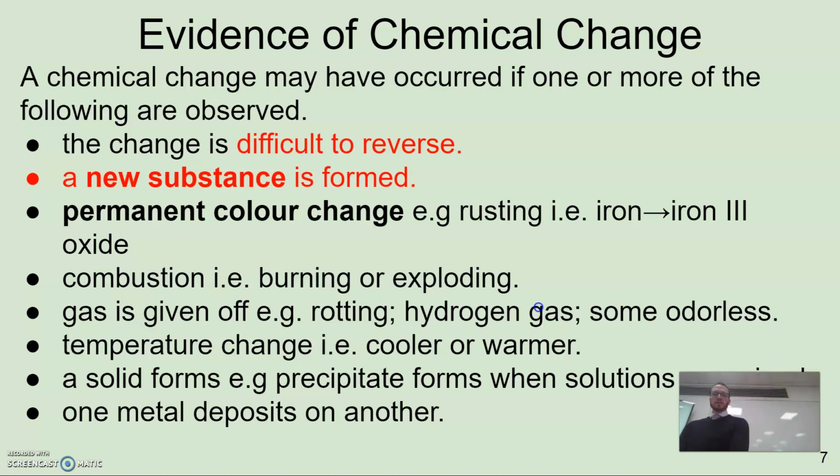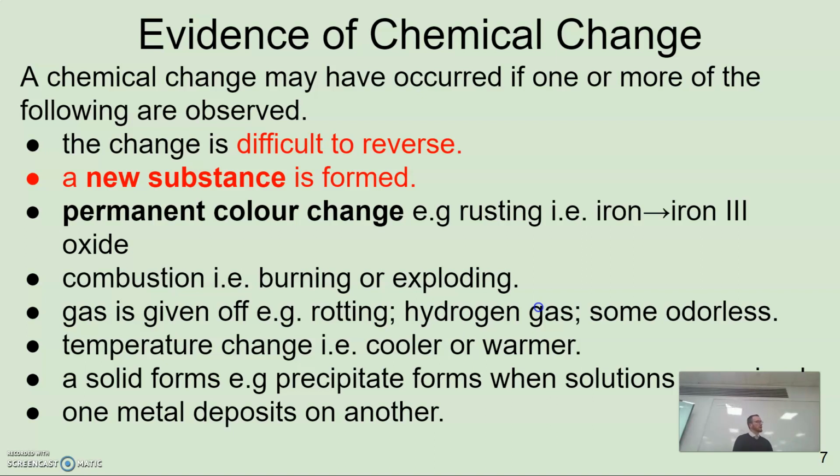Combustion, burning or exploding. Gas given off, so the rotting of fruit, that stinkiness, right? Small aromatic compounds being produced. Hydrogen gas, when we put a metal in an acid, it bubbles and those hydrogen gases are formed. Sometimes gases are odorless, so we've got to keep that in mind. In fact, the gases in these caps are technically odorless. We put an additive into gas piping for safety. So if we can smell gas in the room, it's because of that additive.